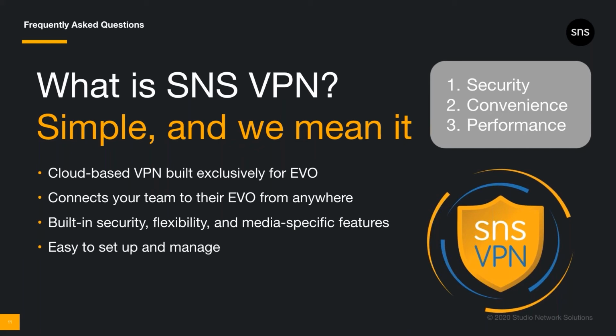I need to stress this point. If you don't have a VPN for your creative team and you think you need one, it's nearly impossible to get any easier than this. Our service gives each subscriber their own virtual private network, which we fully host in regional data centers in major cities around the world. Essentially, SNS Cloud VPN ties together your EVO with your production team, wherever they are. It gives you unmatched convenience, especially at setup time, as well as built-in security, flexibility, and a feature set that is specific to media workflow.